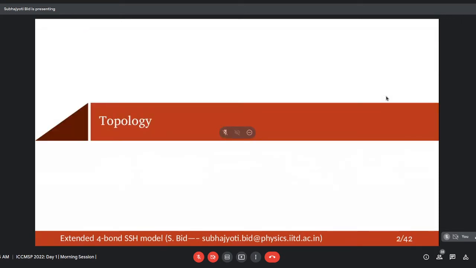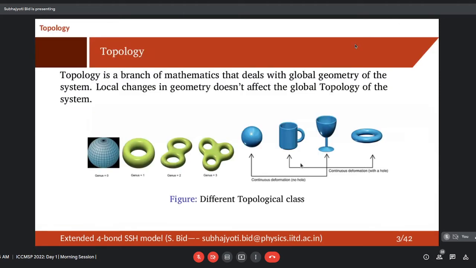So first let's come to the topology. What is topology? Topology was earlier just a part of abstract mathematics, a branch that deals with the global geometry of the system, and it states that local changes in geometry do not affect the global geometry of the system. In an easy manner, it deals with the number of holes in the system. For example, a sphere has no holes, a donut has one hole, this has two holes, and this has three holes. This number of holes is called the genus: genus is 0 here, 1 here, 2 here, and 3 here.